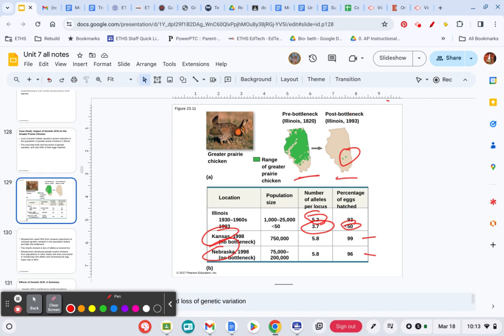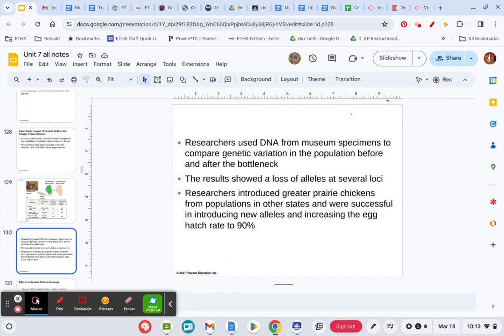What they have done in more recent years is they started introducing prairie chickens from other populations. So they brought some in from Kansas, they brought some in from Nebraska, and they were genetically different. And so genetically different enough that the hatch rate went back up, and now it's like 90%.